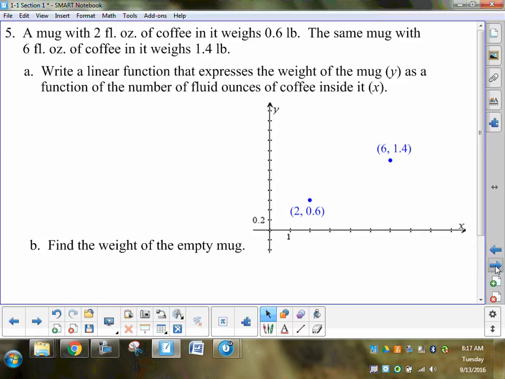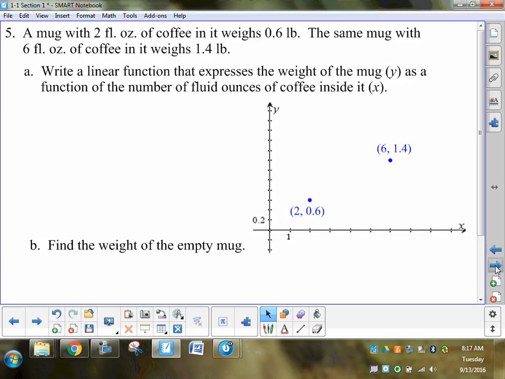A mug that has 2 ounces of coffee weighs that amount. The same mug with 6 ounces of coffee weighs that amount. Write a linear function that expresses the weight of the mug as a function of the number of ounces. Now, this is useful, and you do this frequently if you're not able to literally put something on a scale. You can take its weight when it's full of two different amounts, and then you can work backwards to find out what the original weight is using this linear relationship.